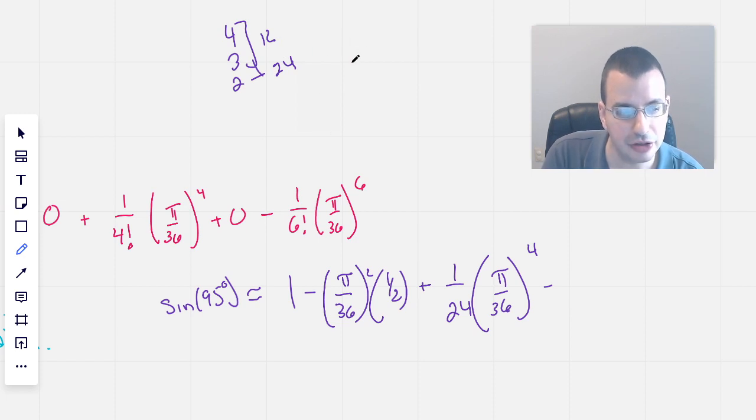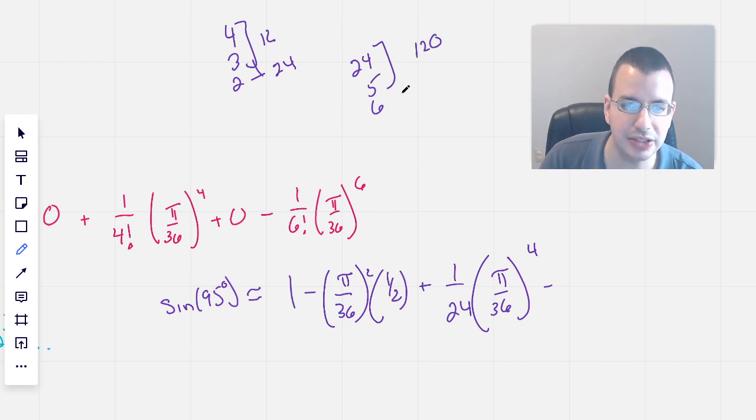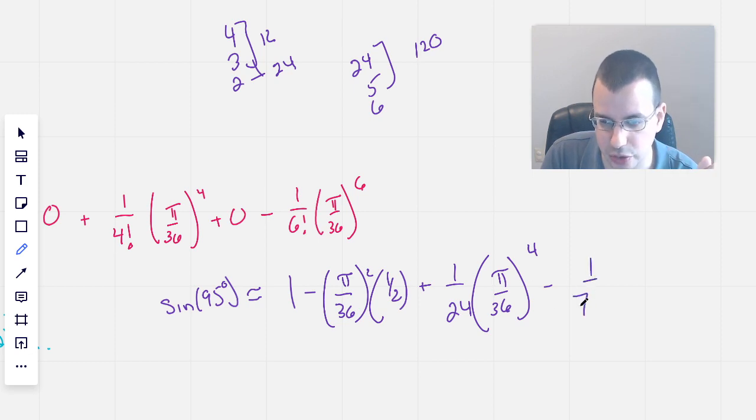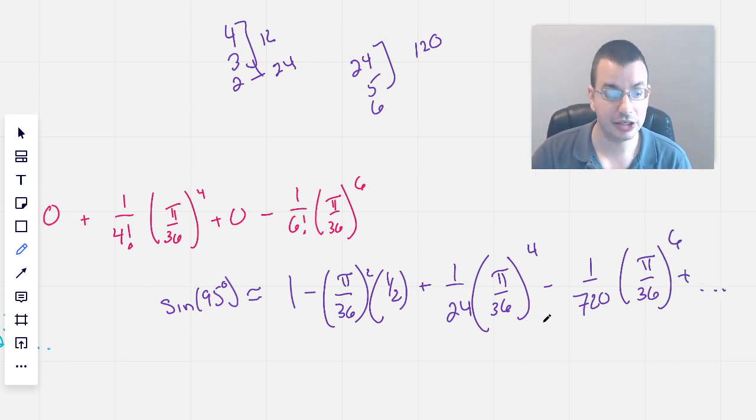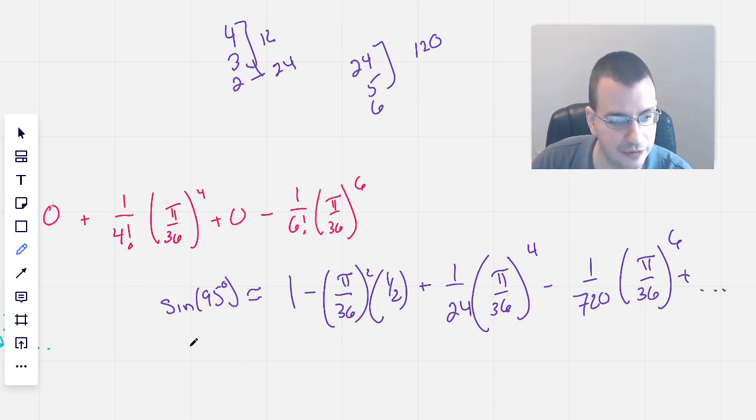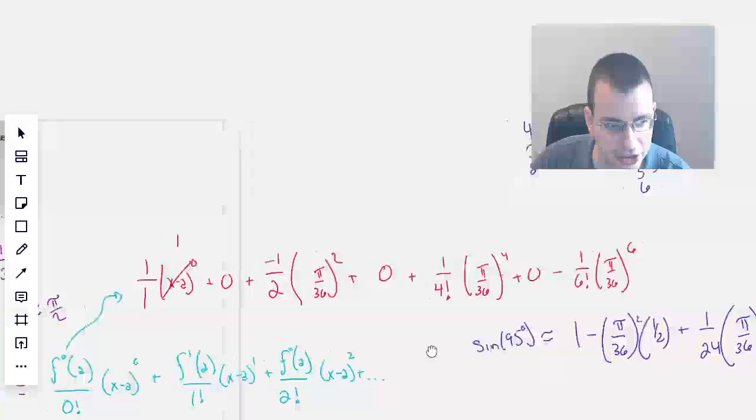so now we have 24 times 5 times 6, that's going to be 120, that's going to be 720, I think. I'll say 1 over 720. It might not even matter. It's pretty small at this point. Pi over 36 to the 6th, and I'll do dot, dot, dot. So I'm going to assume that this is correct at this point before I start calculating.